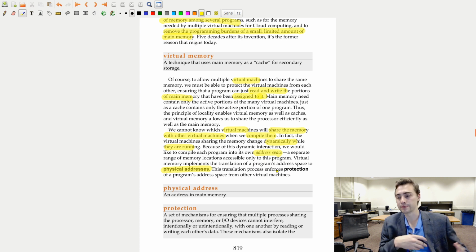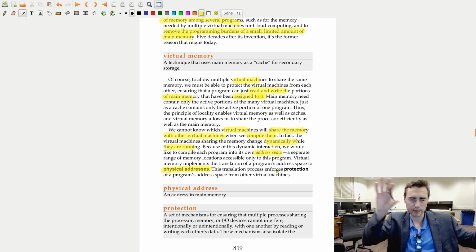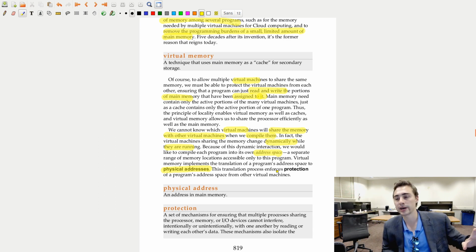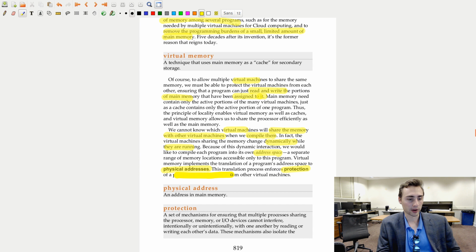Virtual memory implements this translation of a program's address space to physical addresses. So we have this mapping from virtual addresses that are kind of up in the air, that we have to translate back into, okay, now if I actually want this data, where physically in the memory do I have to look up? So this translation process enforces protection of the program's address space.